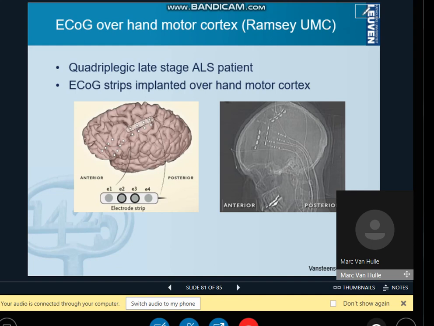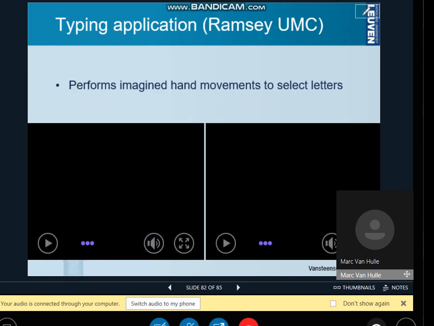On slide 81, you see the implants on the right-hand side. This is an X-ray showing the implants, and the ones that are being focused on are the strips implanted over the hand motor cortex. And there were 2 electrodes, E2 and E3, that are useful. Not all 4 of them, only 2, and actually only 1 really worked well. That is used to do the decoding job.